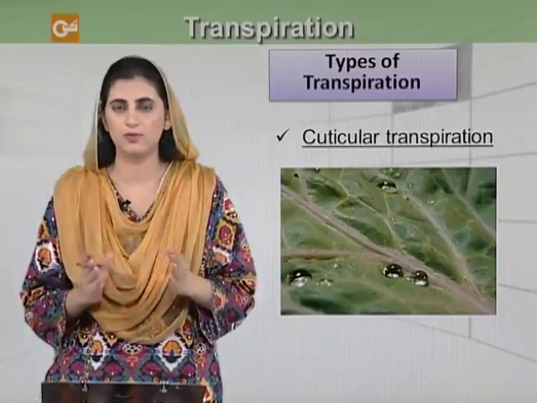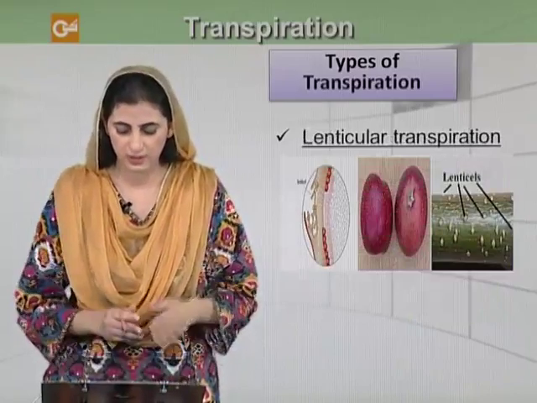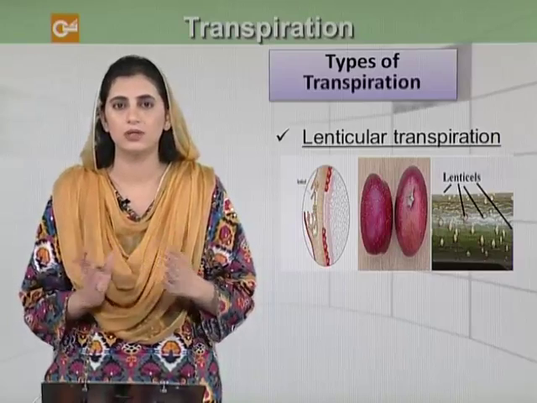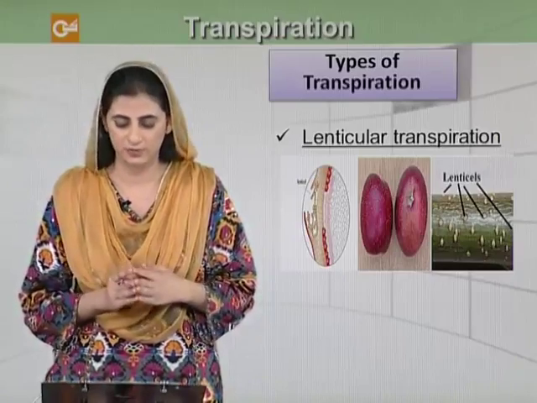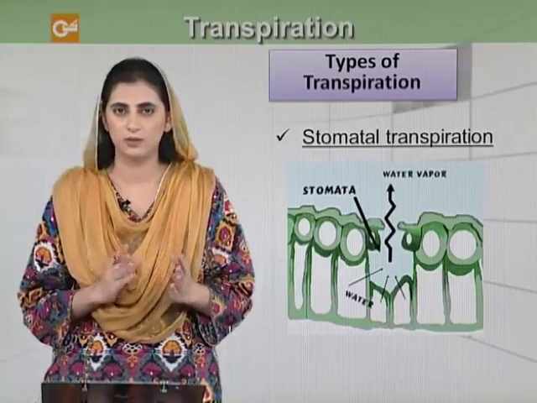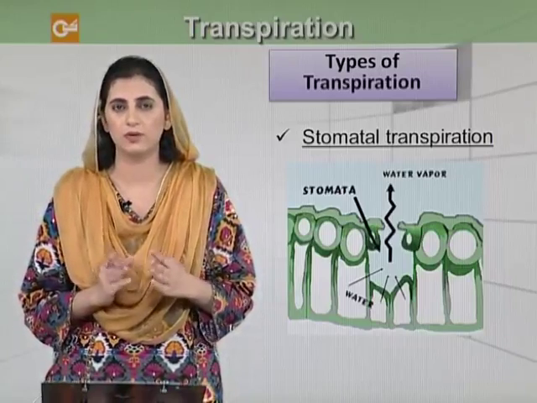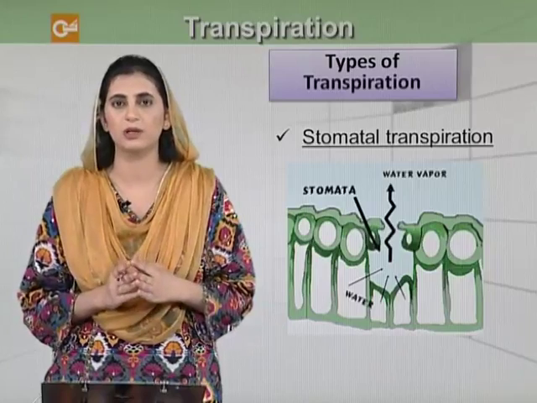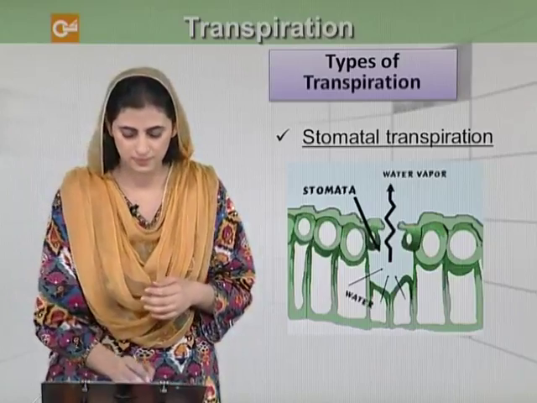It is the loss of water via the cuticle present on the epidermis of the leaf, and lenticular transpiration is the loss of water through the lenticels present on the woody stem and fruit surfaces. And stomatal transpiration is the loss of water through the stomata present on the green shoots or green leaves, and stomatal transpiration accounts for most of the water loss that occurs via the plant surface.